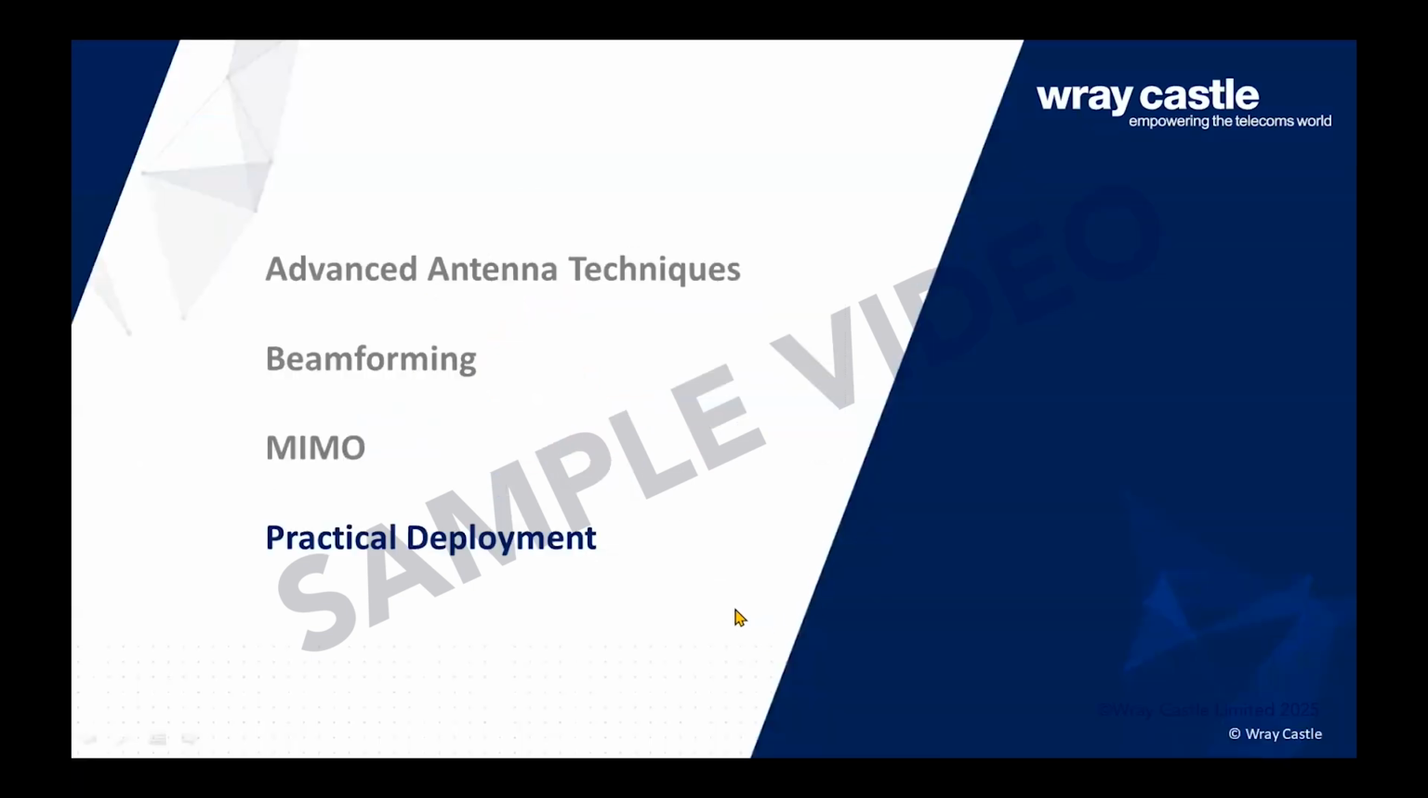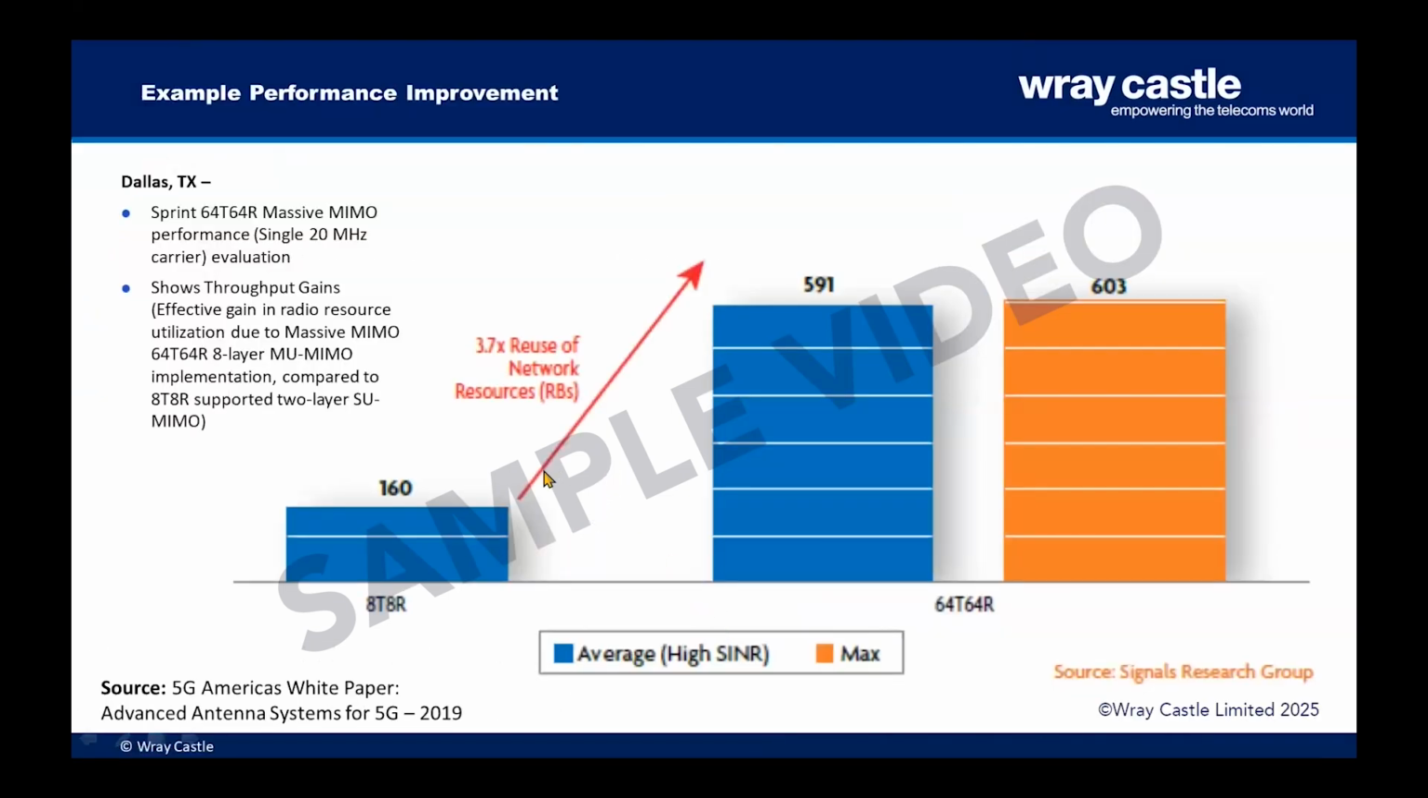A brief word about some of the performance and deployment issues before we close. This is just an example from an evaluation of a Sprint network in the USA. I think it's actually in an LTE network, but the same situation applies in the case of 5G. The source for this is a white paper published by 5G Americas on advanced antenna systems for 5G. This is LTE cells with a 20 megahertz radio bandwidth.